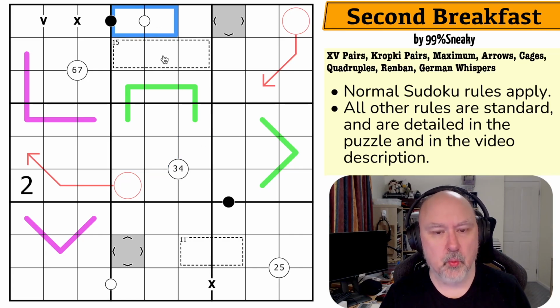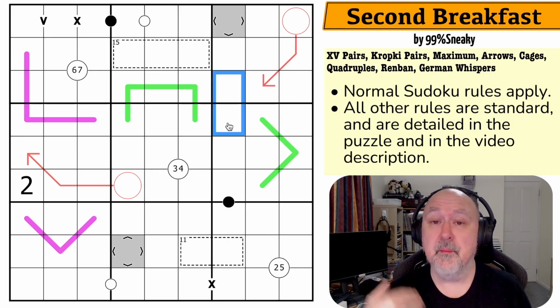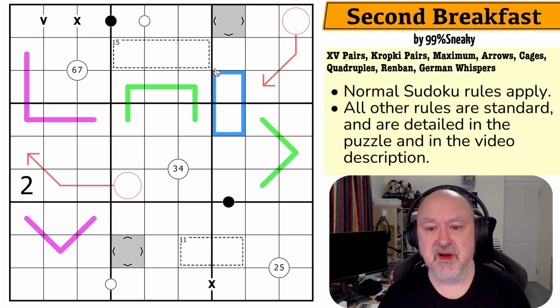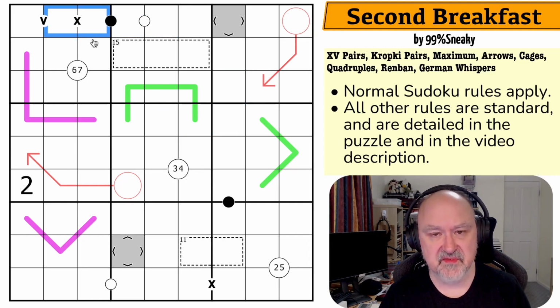Similar with Kropki pairs. Digits separated by a white dot must be consecutive, and digits separated by a black dot must be in a 1-to-2 ratio. One must be double the other. That's all that means. There's no restriction on other ones being placed, and some people will ask this question because when these constraints were first added to Sudoku, the first puzzles that were set with them did have a negative constraint, which means other cells could not have them unless the dots or the X's and V's were given.